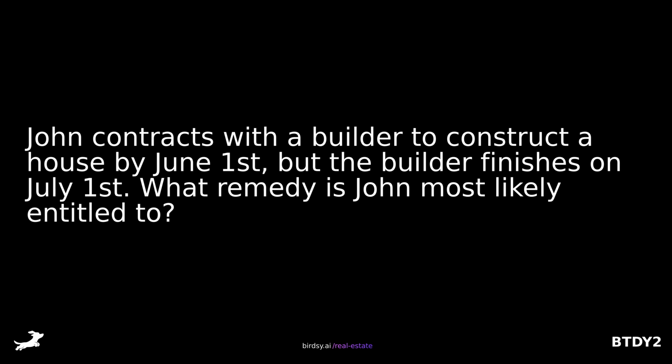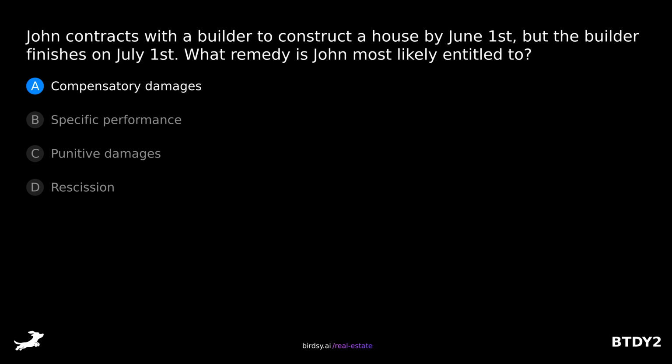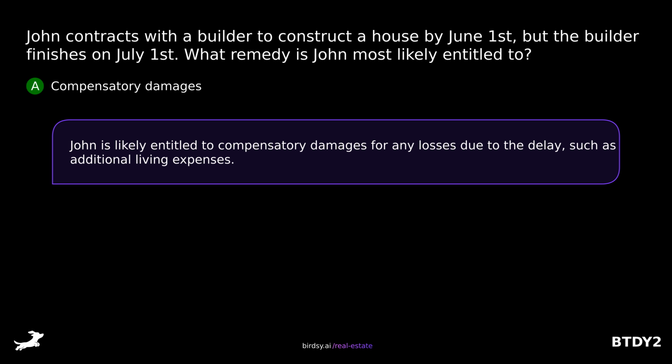John contracts with a builder to construct a house by June 1st, but the builder finishes on July 1st. What remedy is John most likely entitled to? Is it A, compensatory damages? B, specific performance? C, punitive damages? Or D, rescission? The answer is A, compensatory damages. John is likely entitled to compensatory damages for any losses due to the delay, such as additional living expenses.